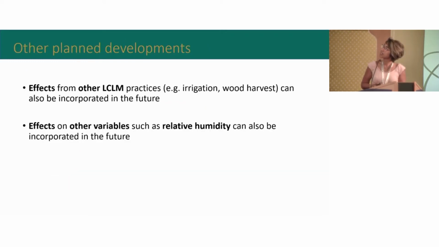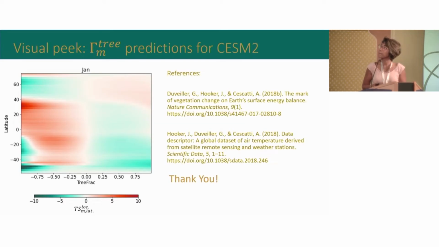Yeah, and the other planned developments would then be to extend it to other land management practices such as irrigation, as well as look at effects on other variables such as relative humidity, which would then provide indices such as wet bulb globe temperature, and also the effects of tree cover change, therefore, on labor productivity, for instance.